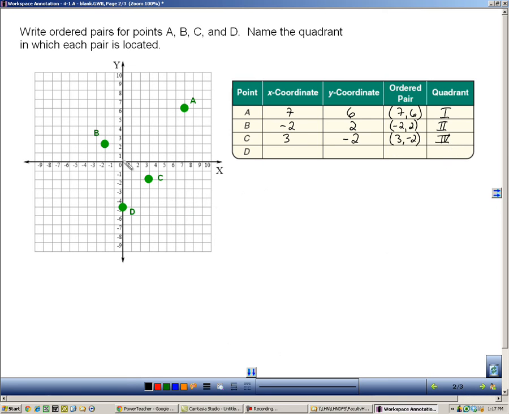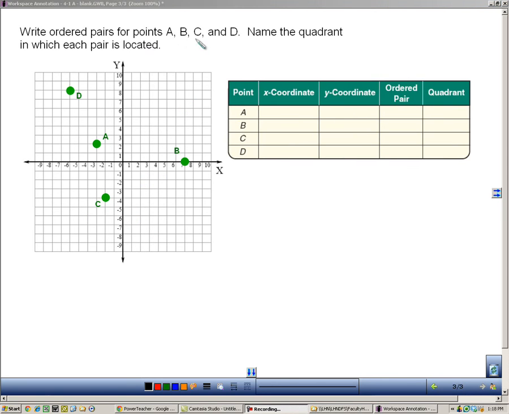And then letter D, to the right and left 0. So we don't travel anywhere to the right or left, so that coordinate is 0, but we do travel down 5, so -5 in the y-axis. Now what quadrant is it in? If you notice, it's not in the third quadrant or the fourth quadrant, it's right on the line. So we say that it's in no quadrant, or we say none.